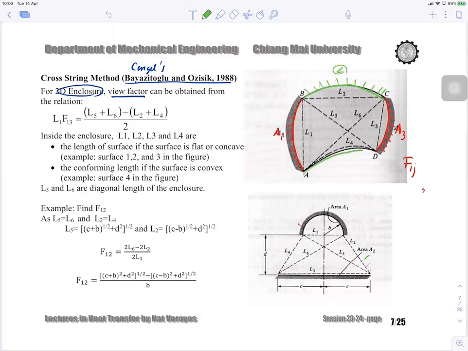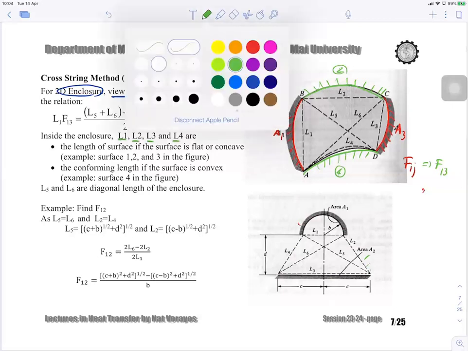Okay, this is surface 4. It's not the surrounding anymore. Let's say it is a surface. You want to find the Fij, which is right now F13. Okay, how do you find it? Well, you have to find L first. You have to find L1, L2, L3, and L4. What are these L1, L2, L3, and L4, you might ask.